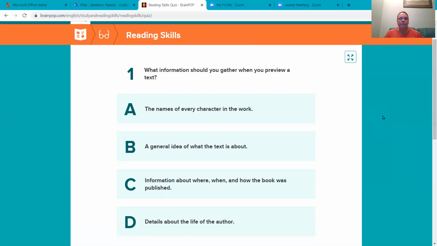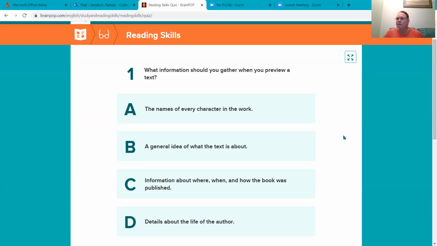First question, what information should you gather when you preview a text? And when they say a text, they don't mean a text message on your phone. A text is just a group of written words, like in a book, or you could have text from song lyrics, or it's just the words that are written is the text. So we're talking about the words in the article that he was reading.